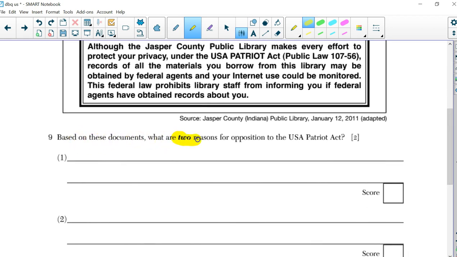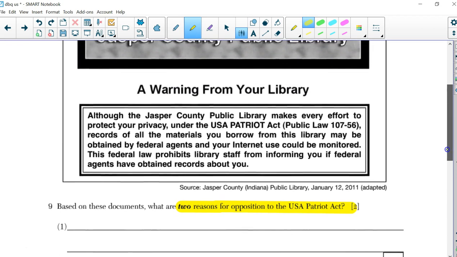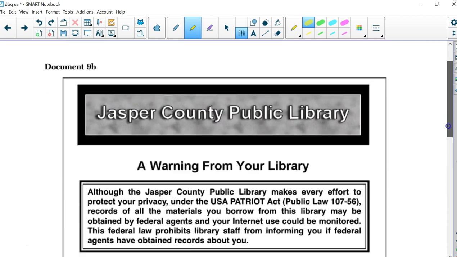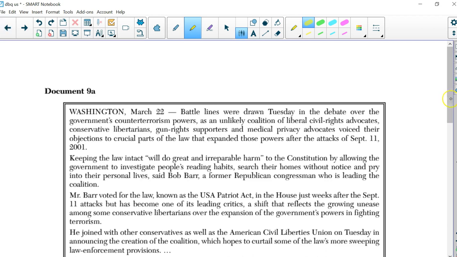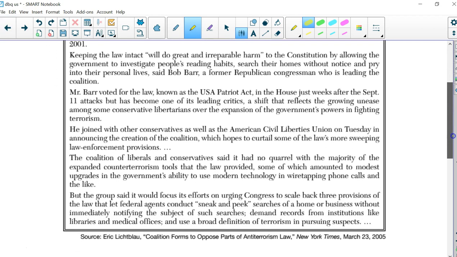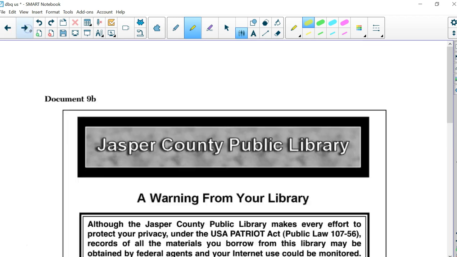Based on these documents, what are 2 reasons for the opposition of the USA Patriot Act? So why were people against the USA Patriot Act? Okay, so let's look at 9A first. We're looking for 2 reasons people were against the USA Patriot Act.